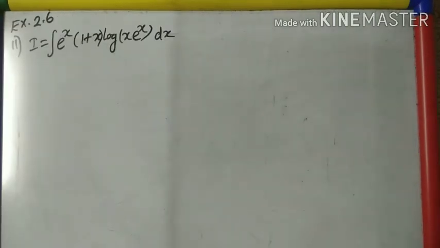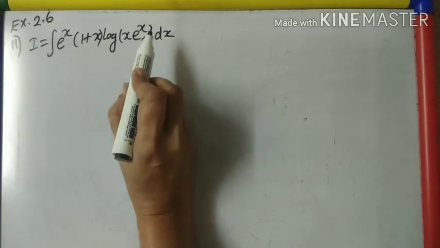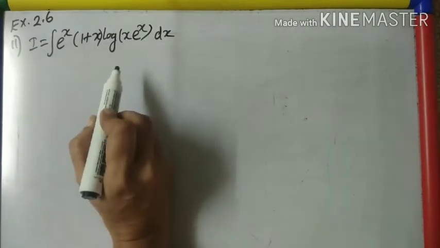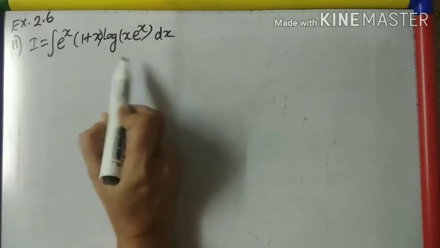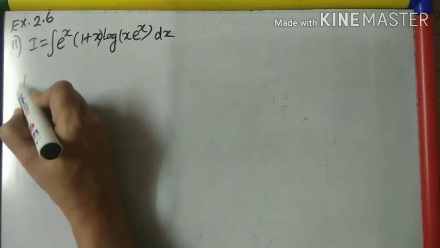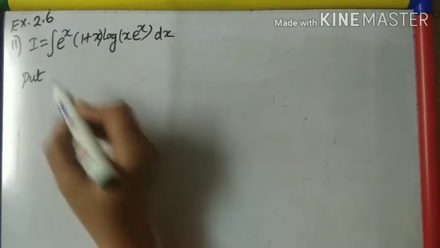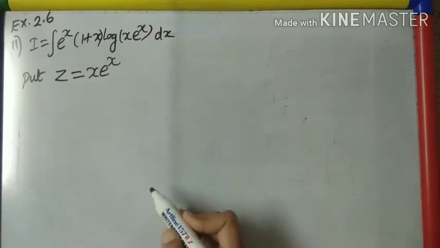Exercise 2.6, question number 11. So, we proceed with the substitution method again. This problem looks a little bit complicated, but by a proper substitution, this will become very simple. See, log of x only we know, but log of something else is given. So, my first step, put whatever is inside the log as a substitution. So, put z is equal to x e power x.